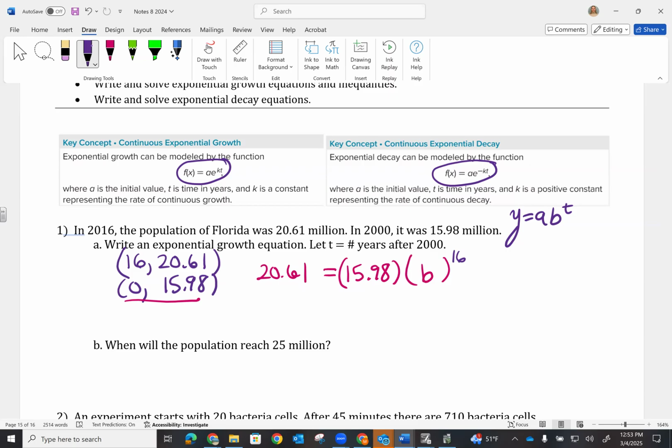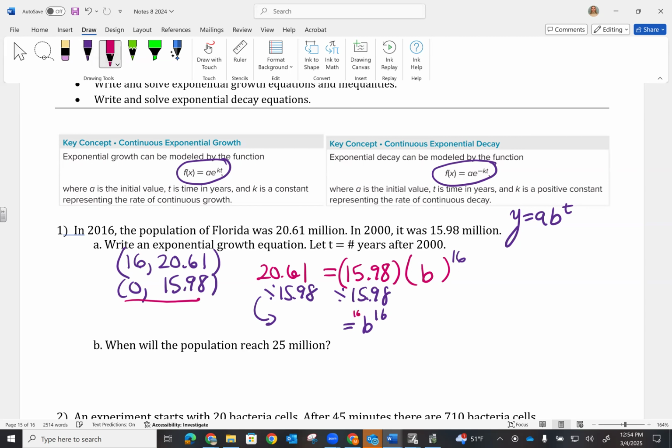We just got to solve it for B. So let's divide both sides by 15.98. And then we've got B to the 16th equals that answer here, okay? I don't know what the answer is, but then we're going to have to take the 16th root of it, okay? To get plain old B, we're going to take the 16th root of that value.